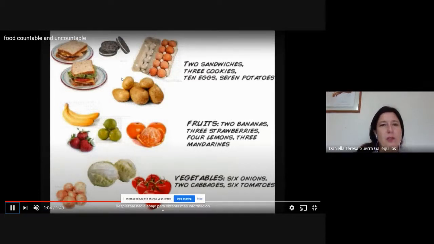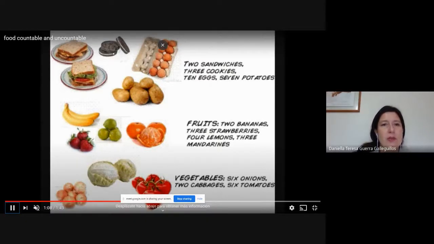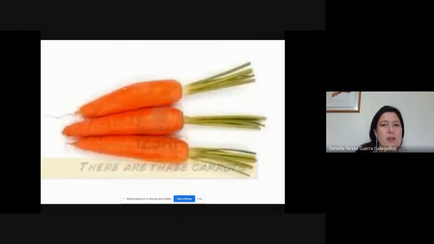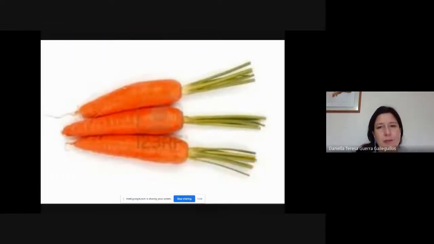Like 1, 2, 3. So you say, for example, here, there are 3 cookies. Okay, you use there are because you have more than one. There are 5 apples. Hay 5. There are 3 carrots. You count them more than one.